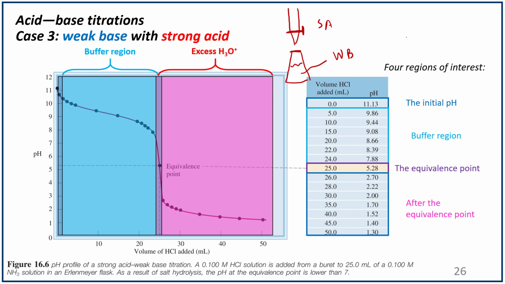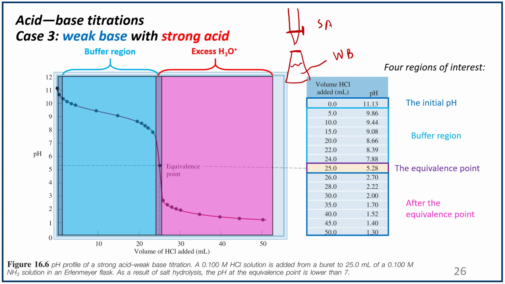Since ammonia is basic, the pH of the solution in the Erlenmeyer flask should start relatively high at a basic level. However, if we compare this with the titration of a strong base with a strong acid, let's say sodium hydroxide with hydrochloric acid, then we would have seen a higher initial pH value.